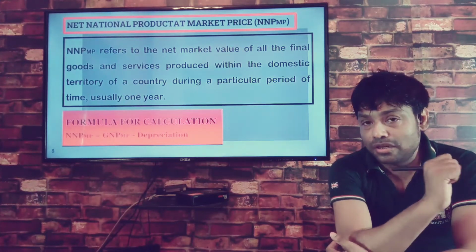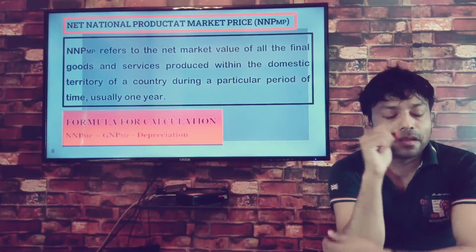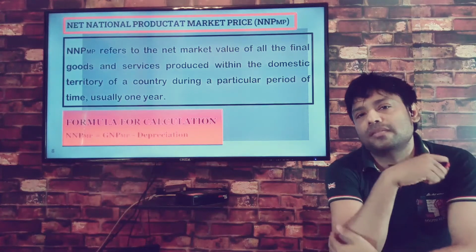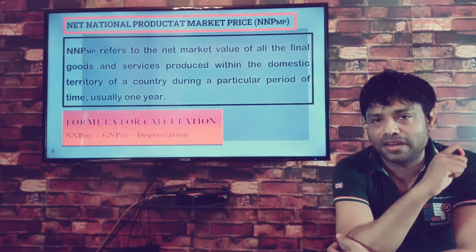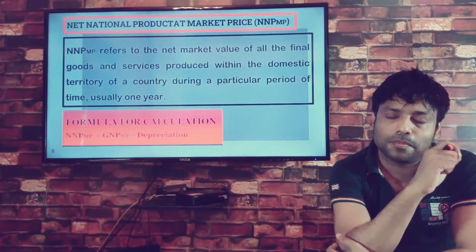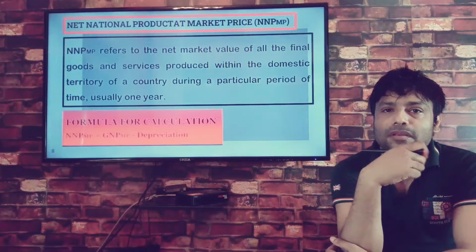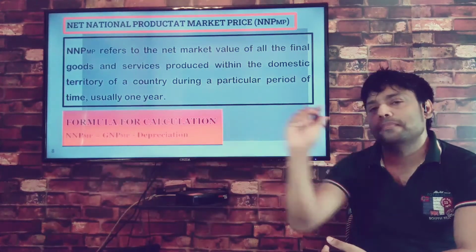Now what is net national product at market price? It refers to net market value of all the final goods and services produced by the normal residents of a country during a particular period of time. It can be derived if we deduct depreciation from the GNP at market price.